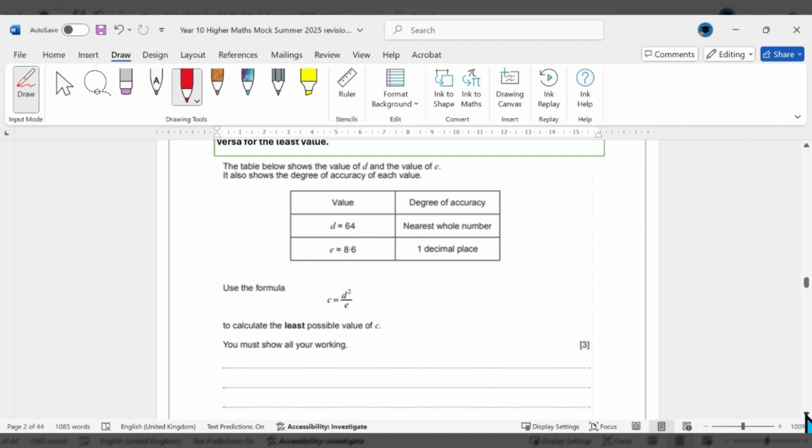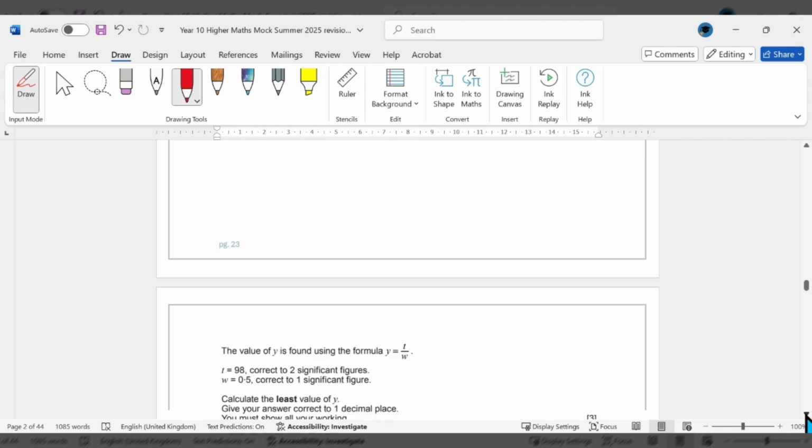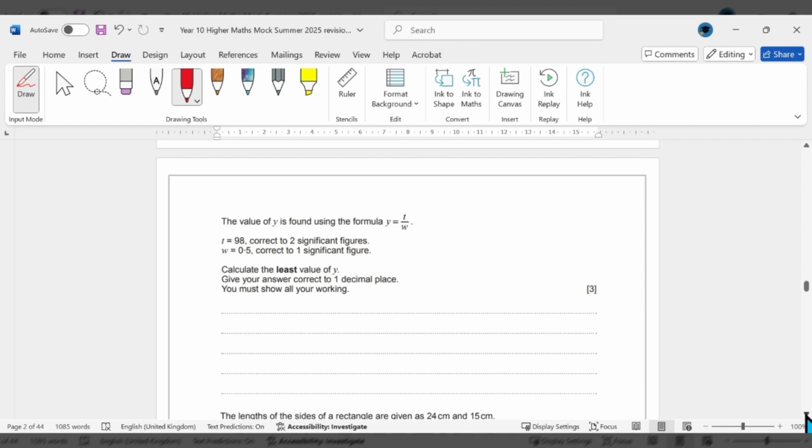The one I'm going to go for here, I'm going to have a quick look at this one. So it says t is 98, but that is correct to the second significant figure. The second significant figure is in the units column, tens, units. So it's correct to the nearest unit. Therefore, half of a unit is 0.5. So my upper bound for this, I would add 0.5 on, and my lower bound, I would take 0.5 away.